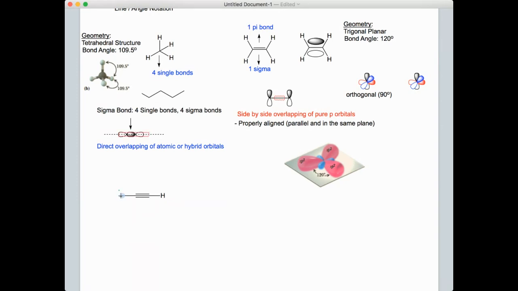In a triple bond, how many sigma bonds should I expect to have in a triple bond, guys? One, because the maximum number of sigma bonds that I can have in between two atoms is one. So one bond will be sigma, and the two remaining bonds will be pi bonds.